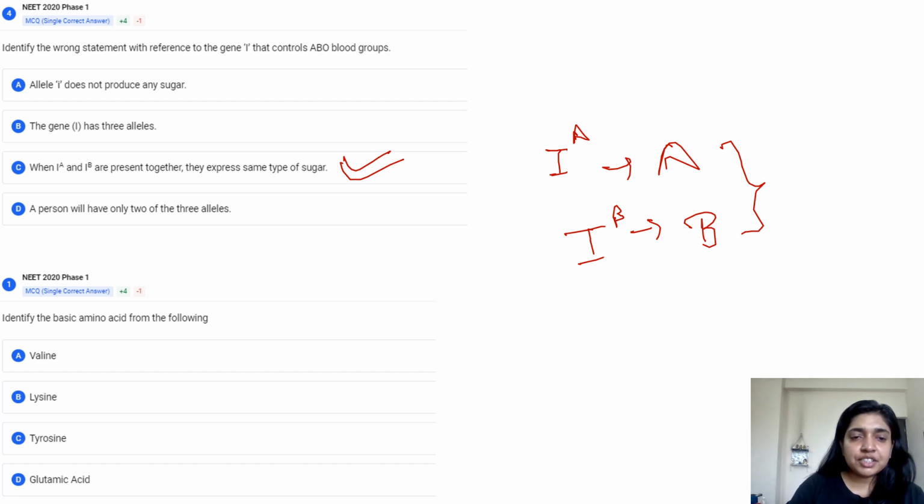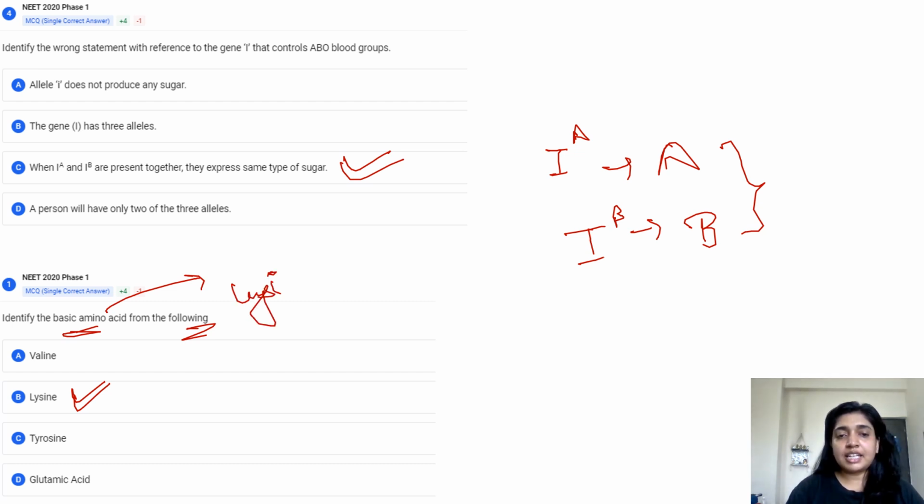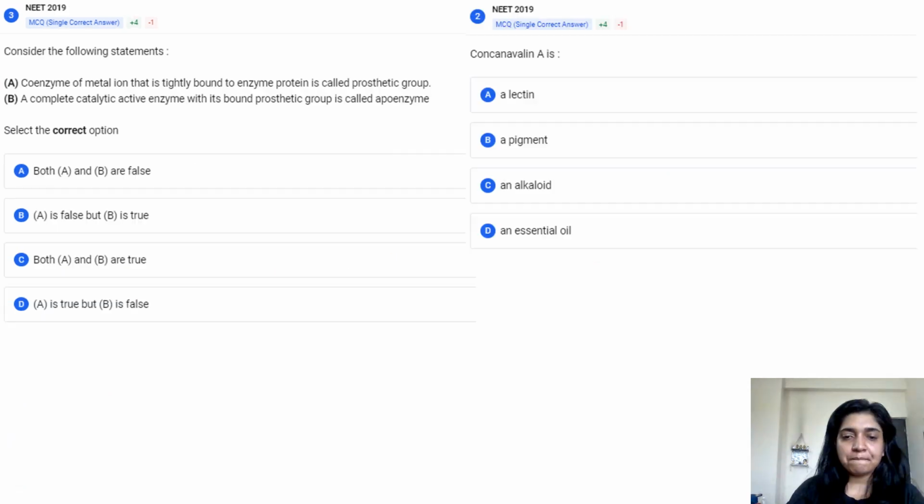Identify the basic amino acid from the following. Okay, so while discussing the chapter, I have explained the properties of different amino acids. Some amino acids are categorized as basic amino acids, whereas some amino acids are categorized as acidic amino acids. Over here, it is asking you to identify the basic amino acid, so it will be lysine. There are two amino acids which have a basic nature, which are your lysine and arginine. All right, let's move ahead.